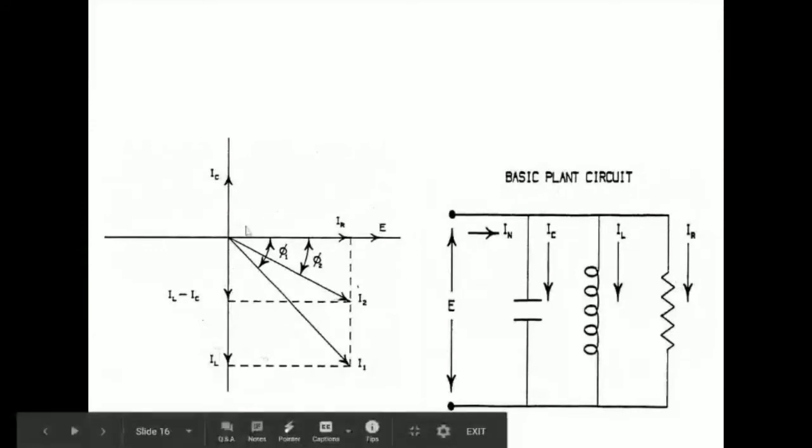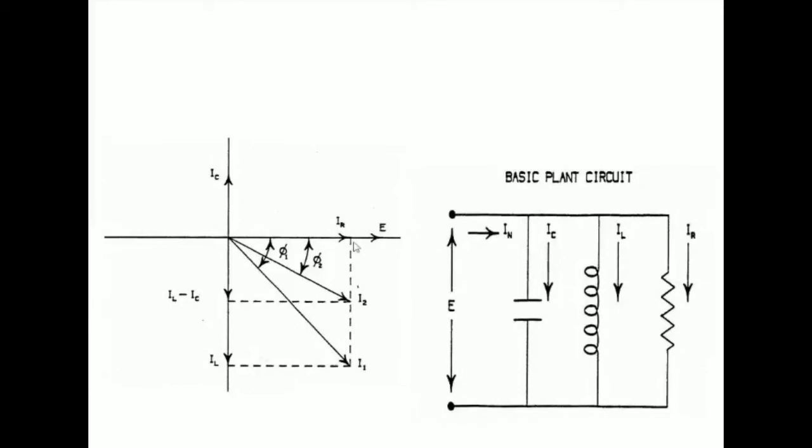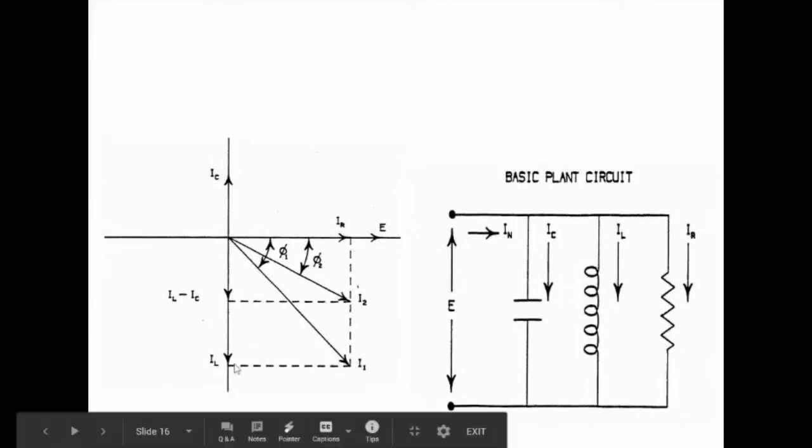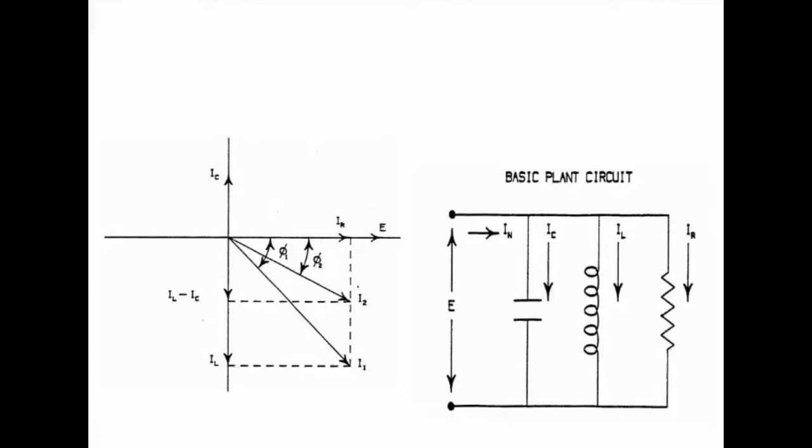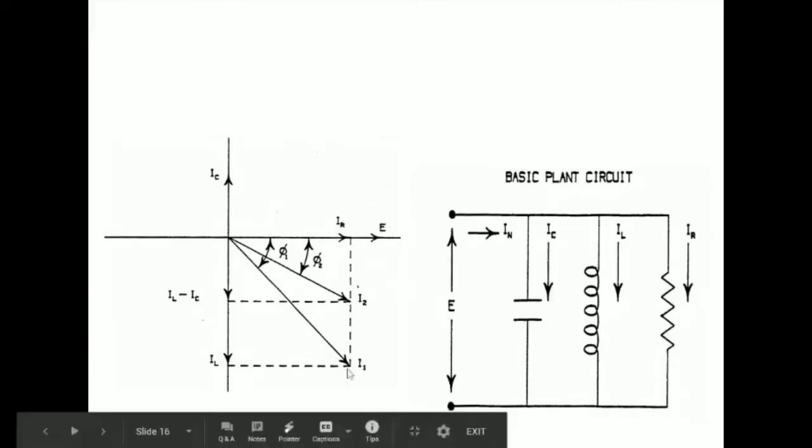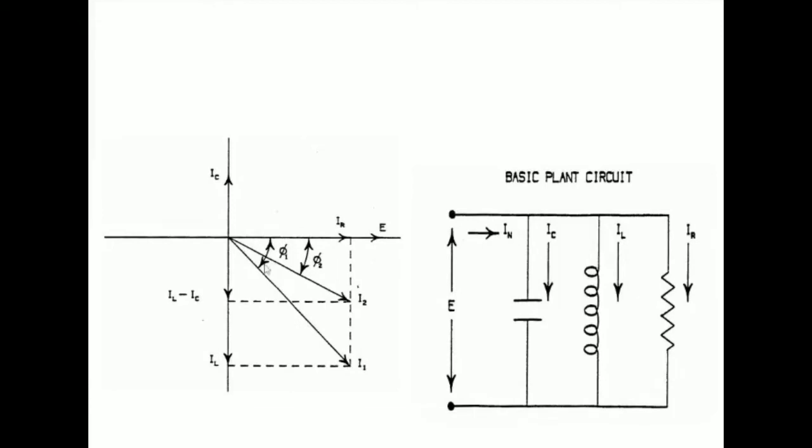This can be represented vectorially. The currents IL and IR are shown here. Current through the resistance is in phase with the voltage. Current through the inductor lags behind by 90 degrees. So the total current drawn from the supply is I1. It is the resultant of IL and IR. You can see that I1 has this much value and lags behind the voltage by phi1. Now this is producing low power factor due to the greater angle phi1.